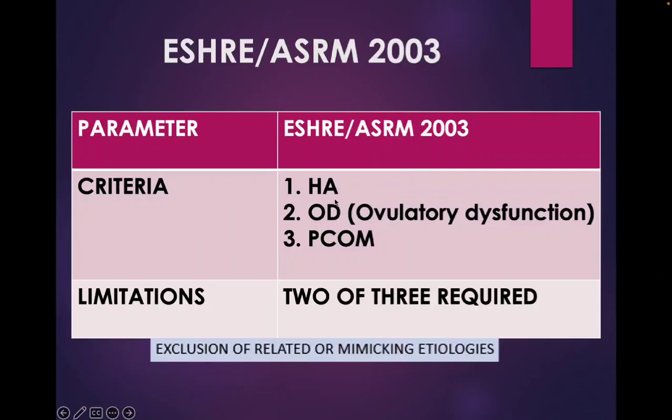One is hyperandrogenism, same as the NIH. Second is ovulatory dysfunction, and third thing which they added is PCOM, polycystic ovarian morphology, if it is seen on ultrasound along with either of these two, or these two without PCOM. The patient can be labeled as PCOS provided we have excluded all of the mimicking etiologies, as I already told.